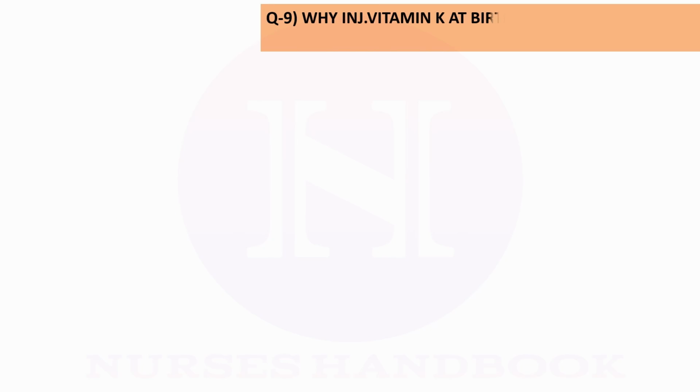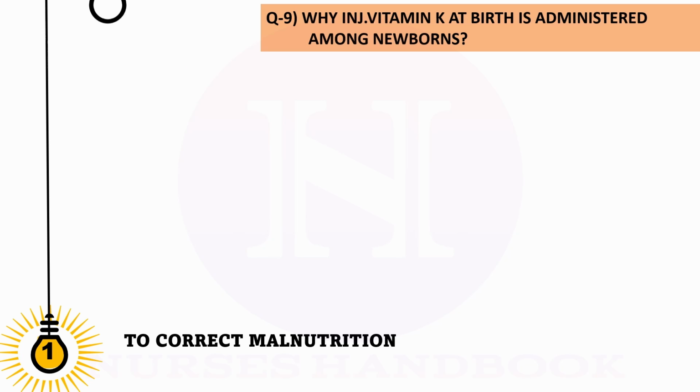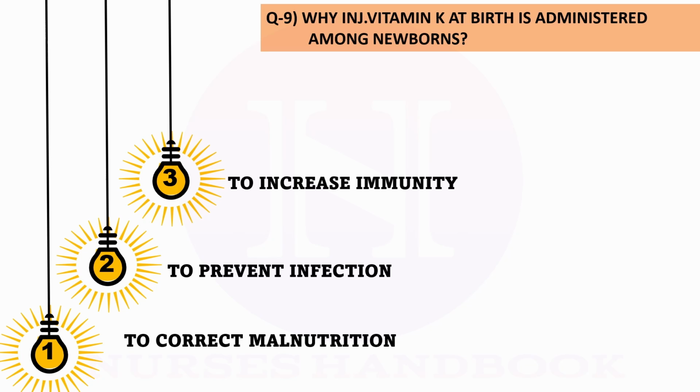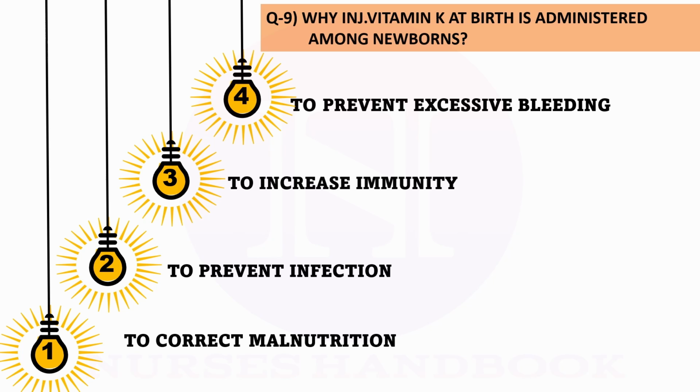Question number 9. Why is injection vitamin K administered at birth among newborns? To correct malnutrition, to prevent infection, to increase immunity, to prevent excessive bleeding. And the correct answer is to prevent excessive bleeding.